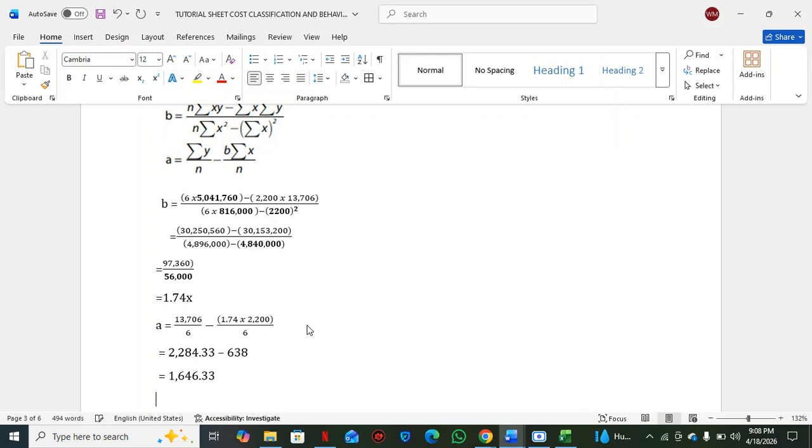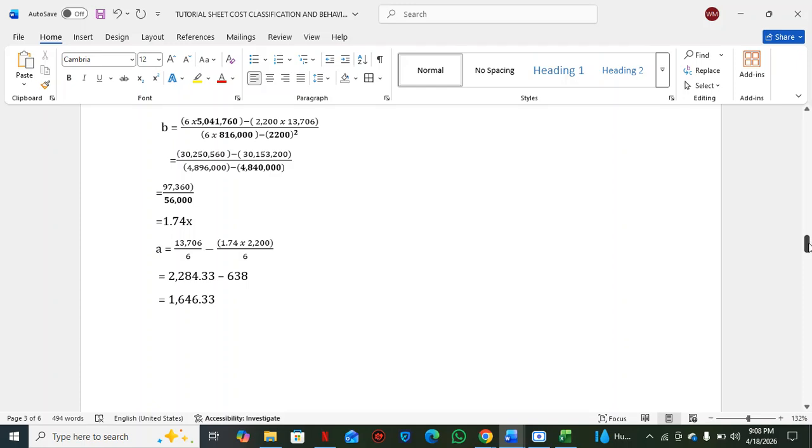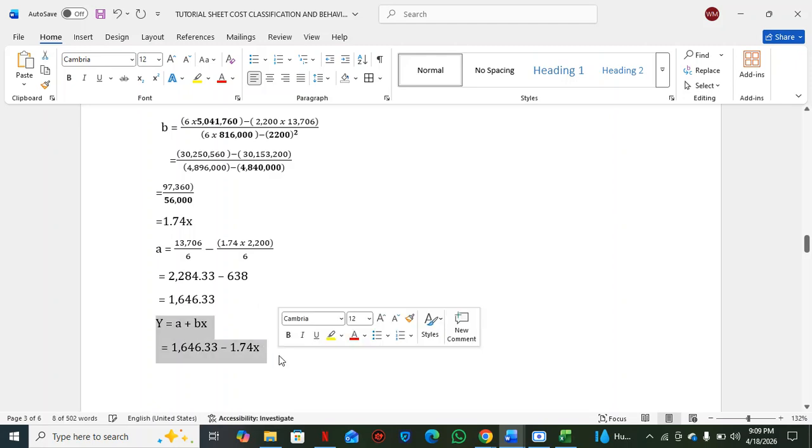So our total cost function is going to be like this. Remember, y is the total cost. y equals A plus bx. Our A is 1,646.33, minus 1.74x. So this is our cost function here.